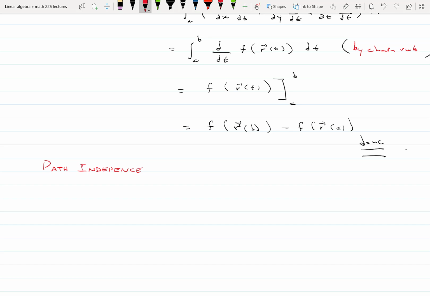Hence, the integral of the gradient of f dot dr does not depend on the path. This theorem says that integral is path independent, is independent of path. Okay, so the integral of the gradient of f dot dr along the curve C is path independent.